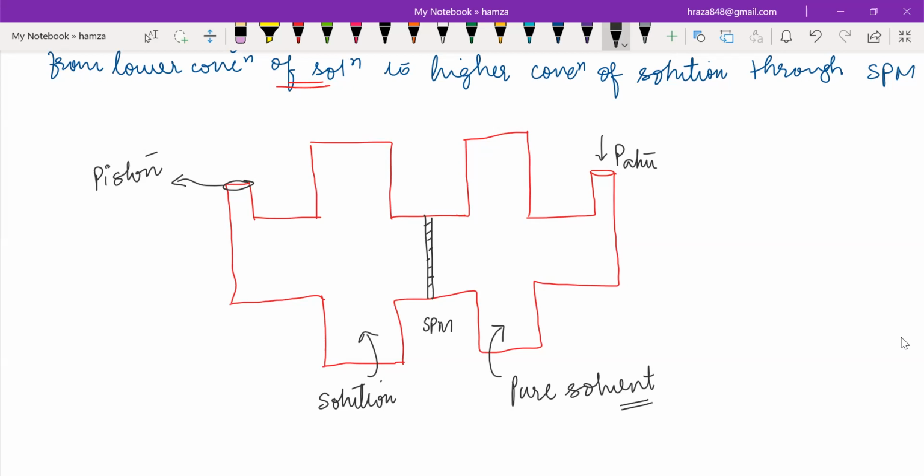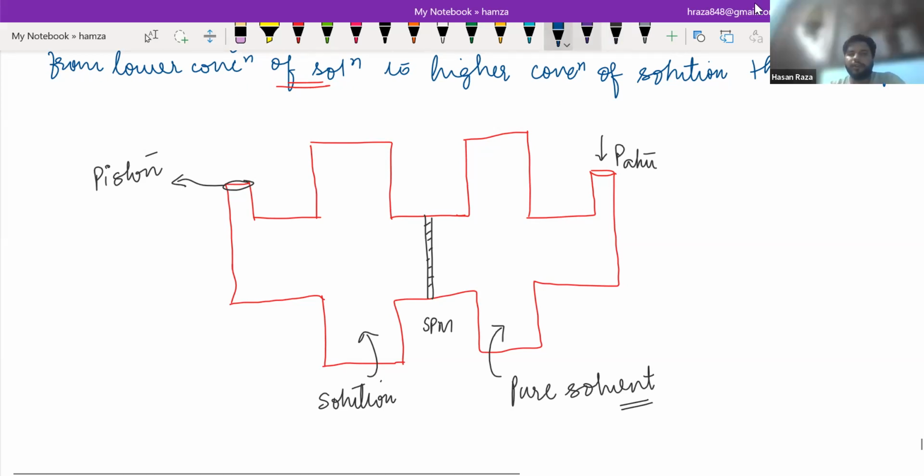Done, sir. Very good. So answer some of my questions. What do you think? Will the flow be from pure solvent to the solution side, or will the flow of particles be from solution to pure solvent side? Or else you can answer this question: on which side, right or left, will the number of solvent molecules be higher?